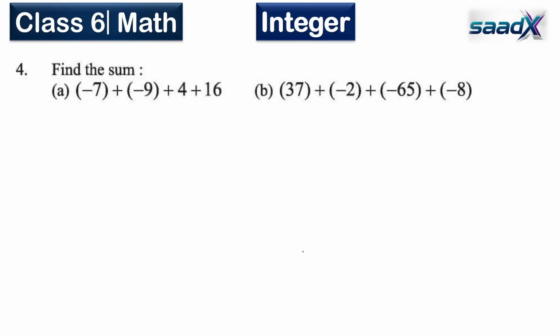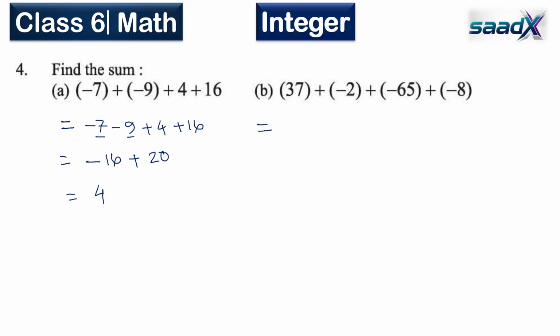Now find sum. Very interesting. Number A, we can write it here. Minus 7 plus and minus minus 9 plus 4 plus 16. 7 and 9, once we make add, it will be 16. So it should be minus 16 plus 20. So minus 16 plus 20, it will be plus 4.